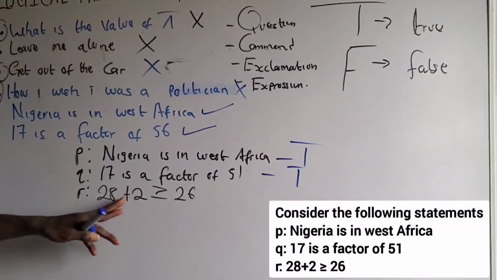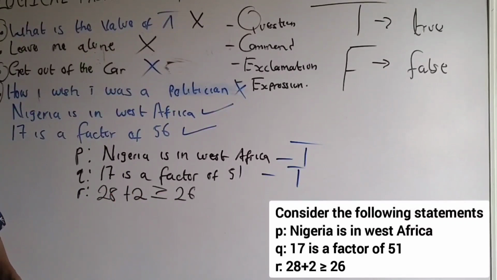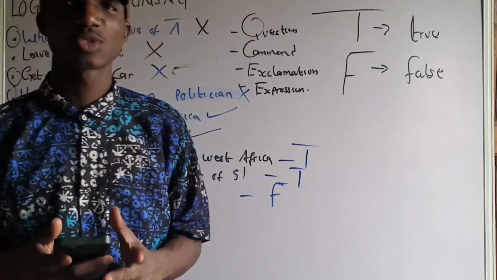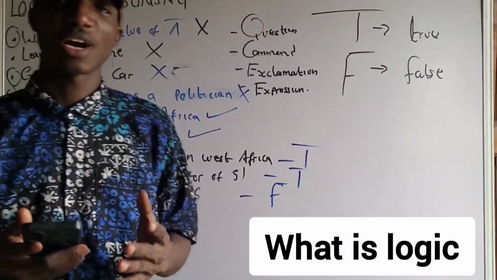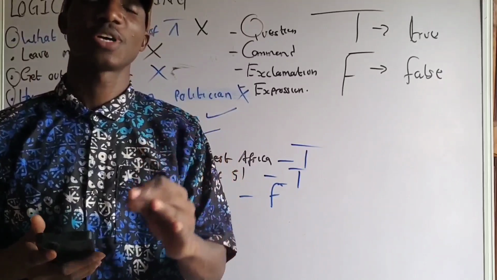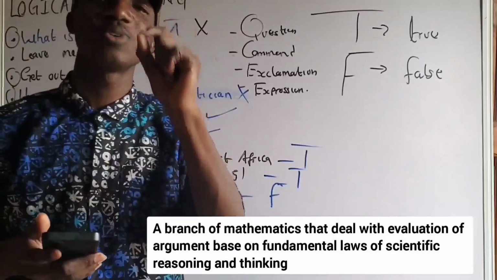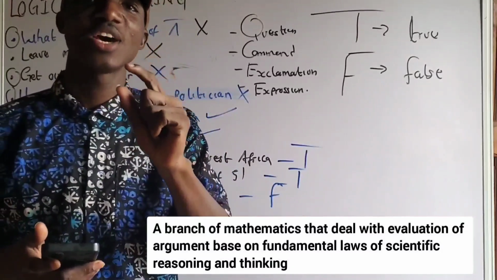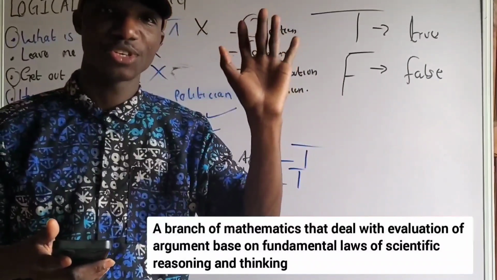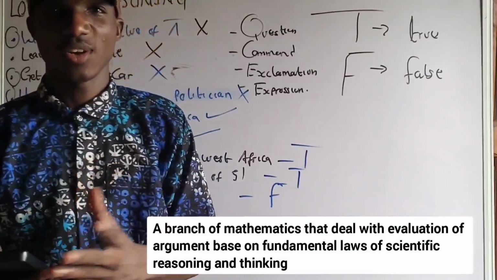But what of this? 28 plus 2 is greater than or equals to 26. Well, 28 plus 2 is greater than 26 indeed, but it is not equal to 26. So this statement here is false. Now, with respect to what we've learned so far, let us recap by asking ourselves a few questions. What is logic? Logic refers to a branch of mathematics that deals with evaluation of arguments based on fundamental laws of the science of reasoning and thinking. You are evaluating arguments based on fundamental laws of the science of reasoning and thinking.